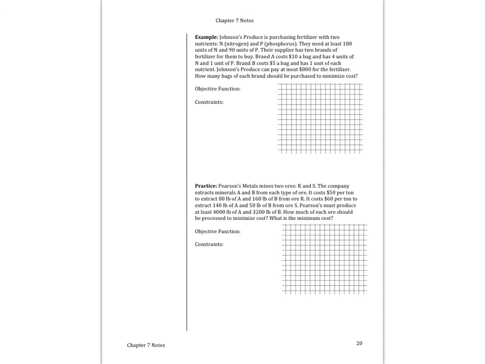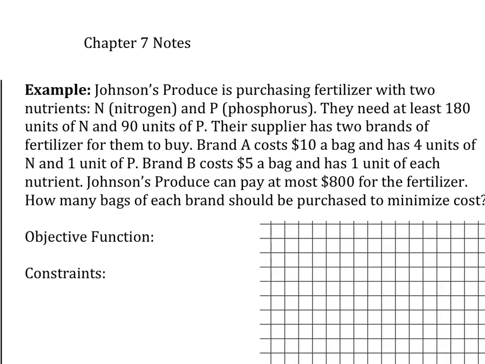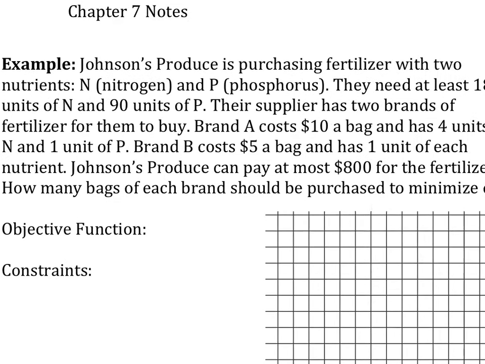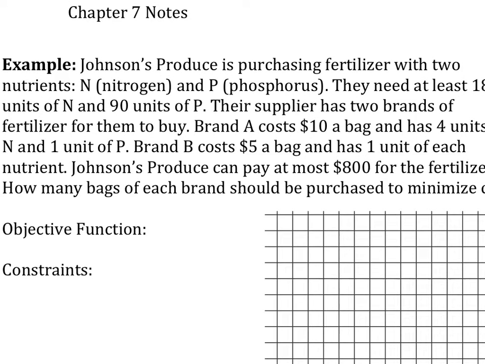All right, let's look at this word problem. Johnson's Produce is purchasing fertilizer with two nutrients, nitrogen and phosphorus, N and P. They need at least 180 units of N and 90 units of P. Their supplier has two brands of fertilizer for them to buy.